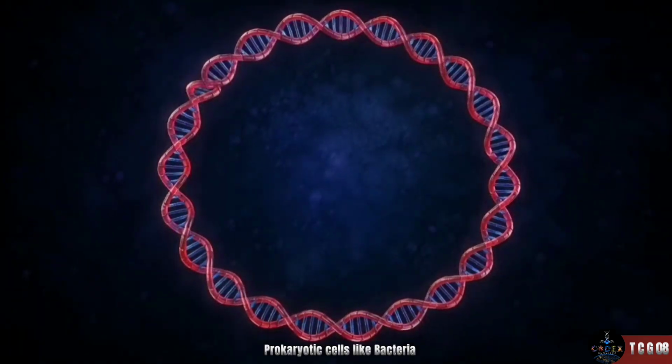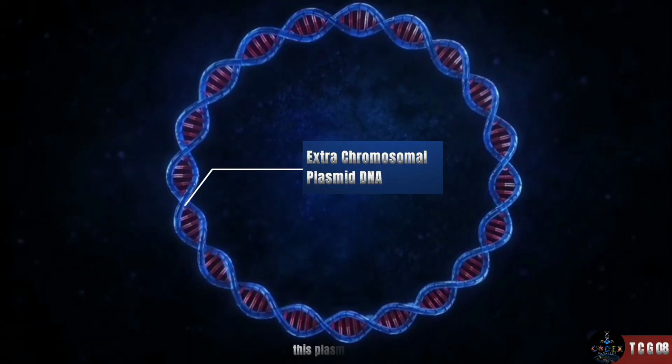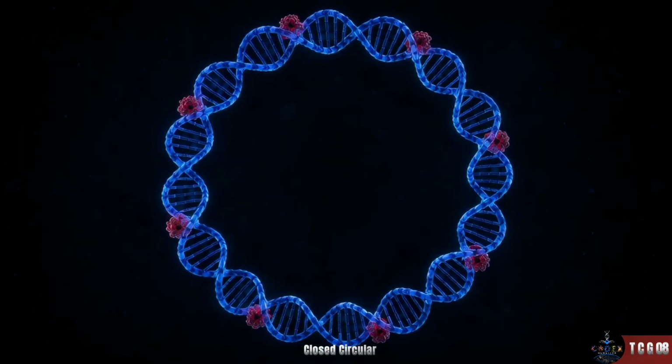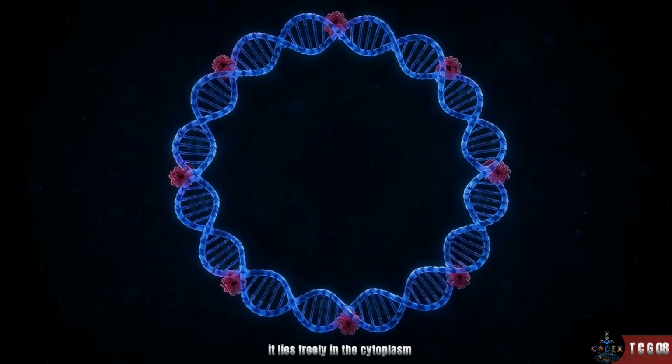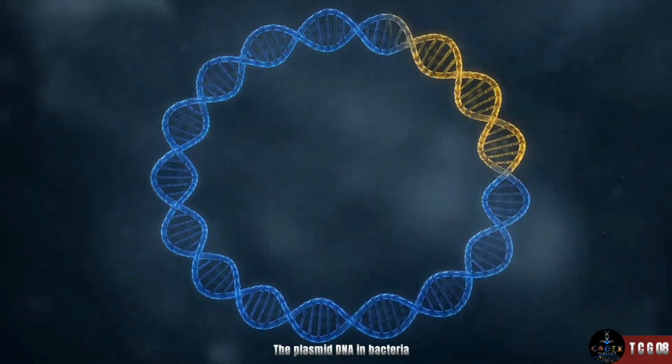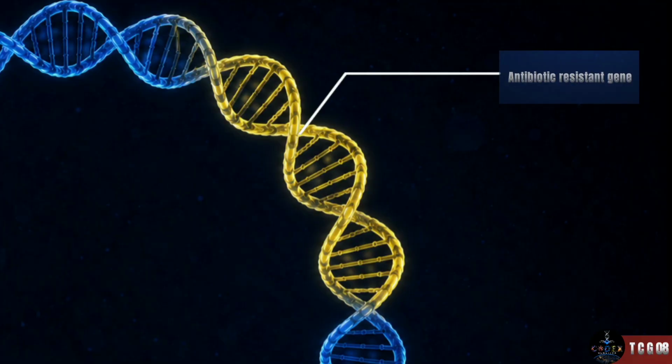Prokaryotic cells like bacteria also contain an extra chromosomal DNA called the plasmid DNA. This plasmid DNA is closed circular, extra chromosomal, and extranuclear. It lies freely in the cytoplasm. The plasmid DNA in bacteria contains antibiotic resistant gene in them.